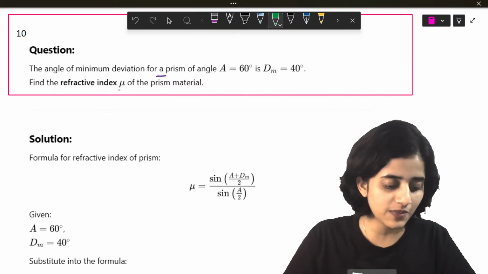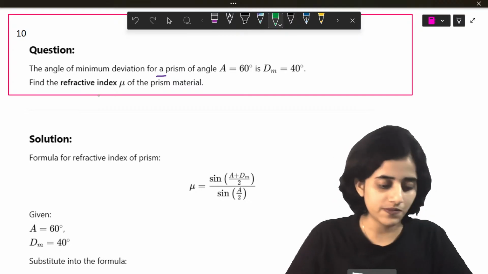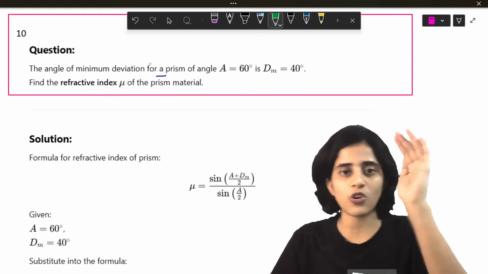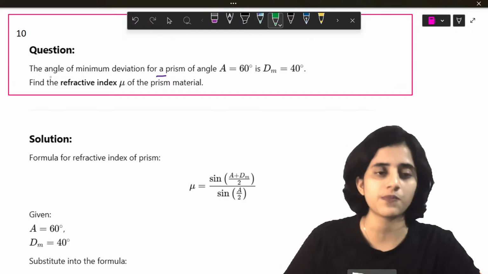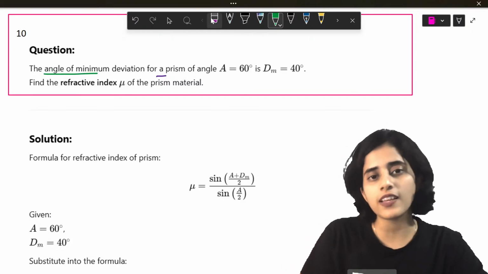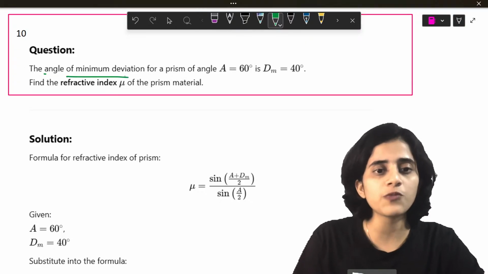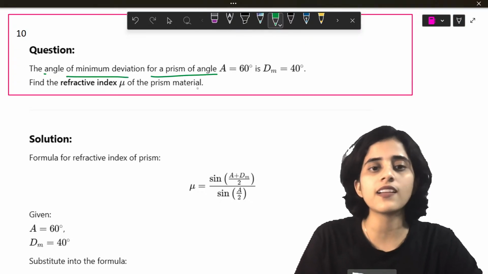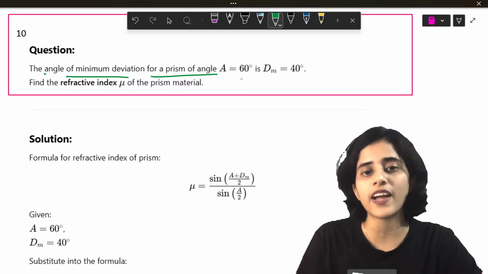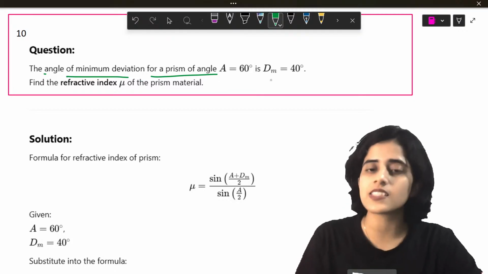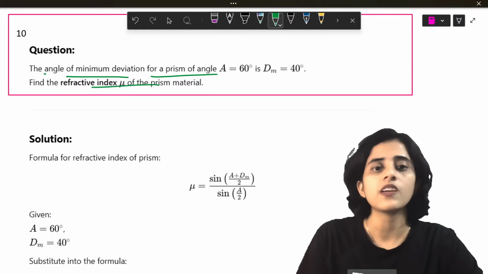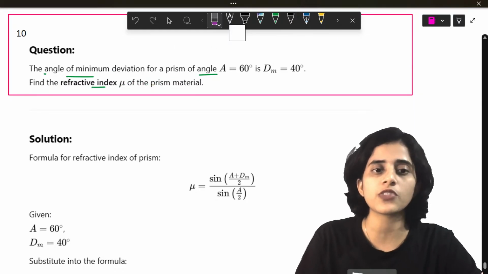Next question is from Prism. We've done questions from almost all portions. The angle of minimum deviation of a prism for a prism of angle A is 60 degrees. Dm is equal to 40 degrees. Find the refractive index of the material of the prism.